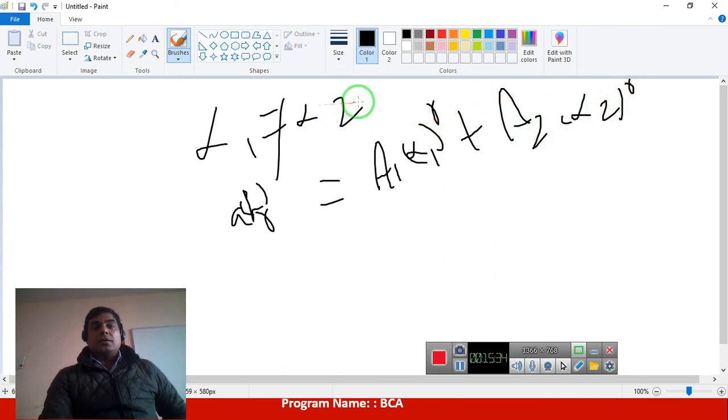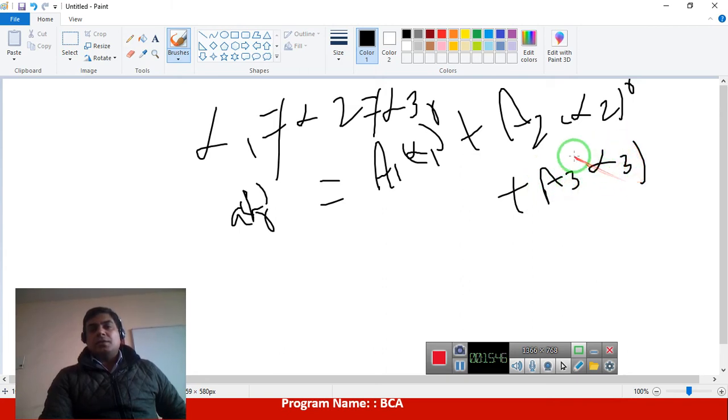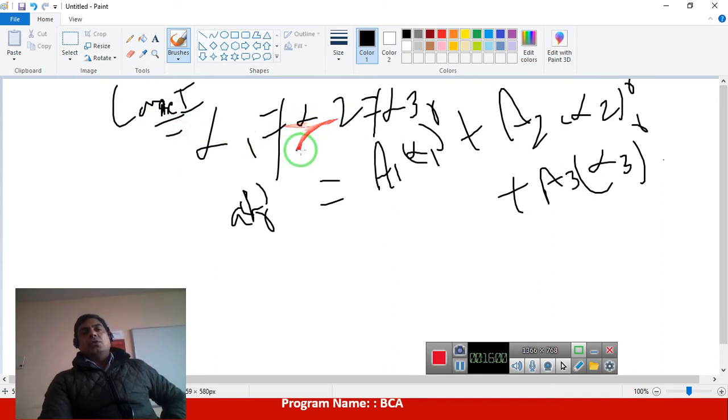If suppose we have three roots and they are also distinct, you can write a3 and root to the power r. Okay, this is the first case. This is called case 1: all the roots are distinct.